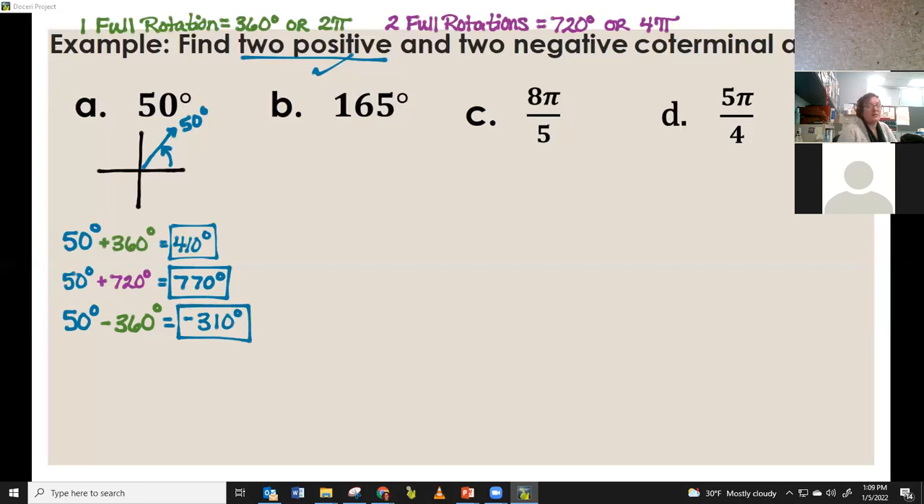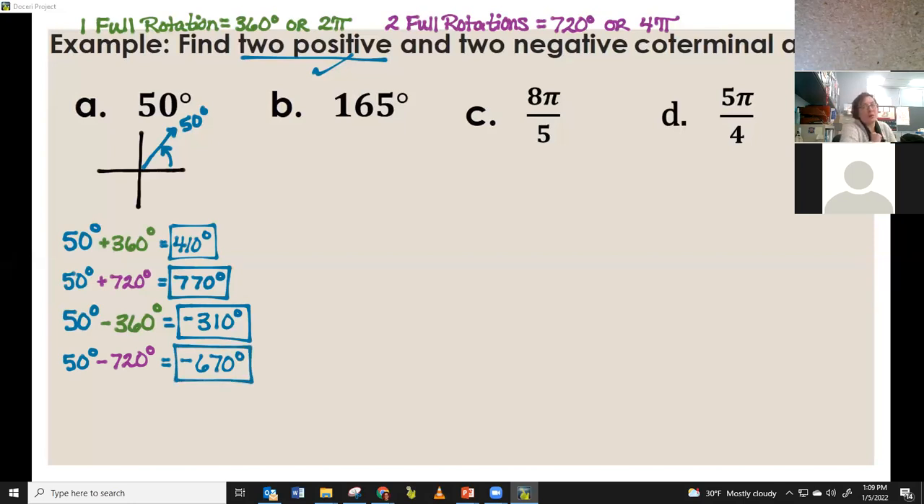How can I find a second negative coterminal angle? Minus 720, yes. 50 degrees, minus 720 degrees. So what is another negative coterminal angle? Negative 670. Love it. You guys are rocking this.